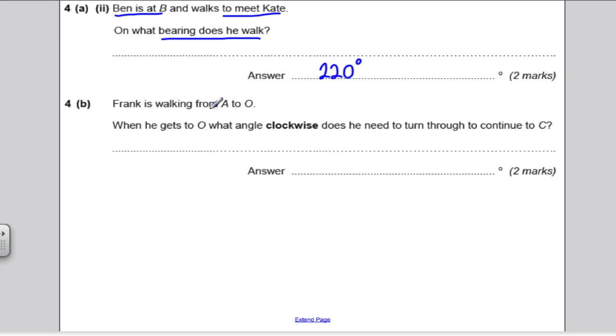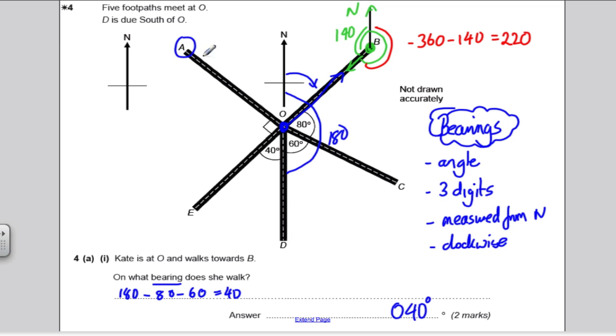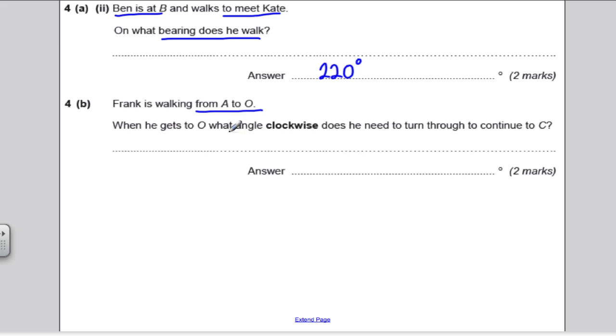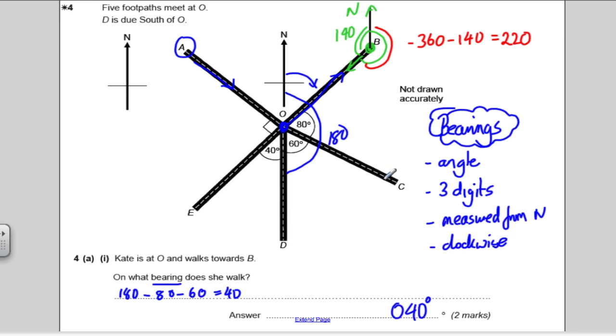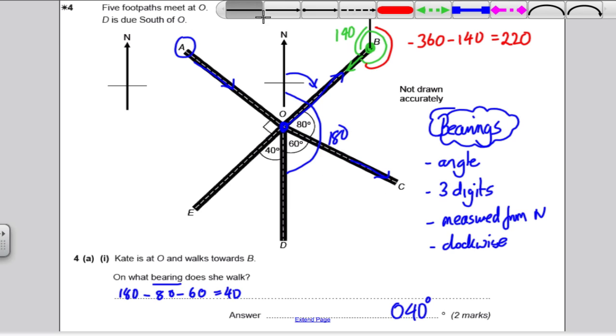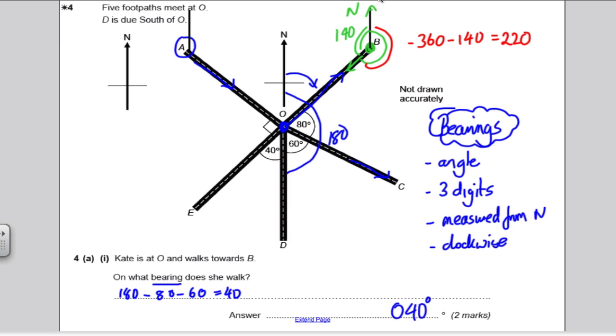Then it says Frank is walking from A to O. So Frank is here and he's walking along this direction here. It then says when he gets to O, what angle clockwise, and that's boldened for us, does he need to turn to get to C? So he then wants to go along this direction here. Now let's think what bearing is he walking along. Let's work out the bearing he's currently walking along. Let's draw ourselves a north line. And we're asking ourselves, what angle is that angle in there?